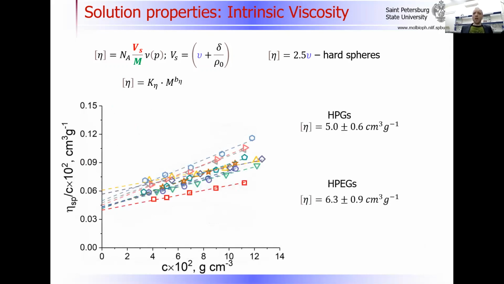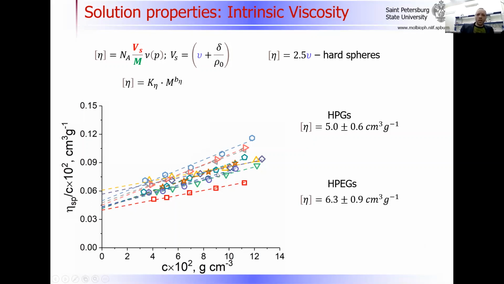On this slide, you can see just a summary of the intrinsic viscosity measurements, the Huggins extrapolation procedures over the concentration. What you can see is that the molar mass range of these samples is from 3,000 to 800,000, and the average values of the intrinsic viscosity are very small, around 5 cubic centimeters per gram, right?